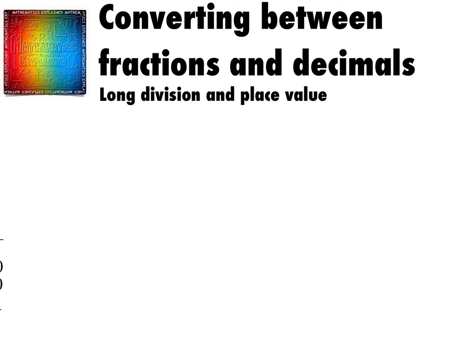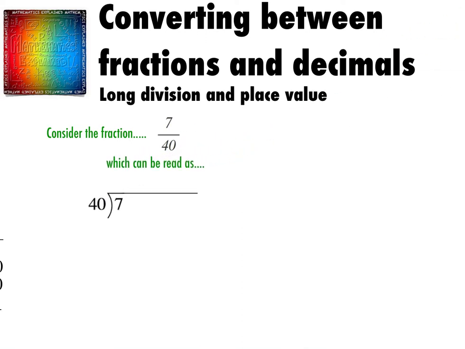So in this video we're going to have a look at some techniques for converting fractions to decimals and back again. So let's start with this example here. Consider the fraction 7/40, 7 out of 40. Well, for the purposes of division in this exercise, we can read that as 7 divided by 40.